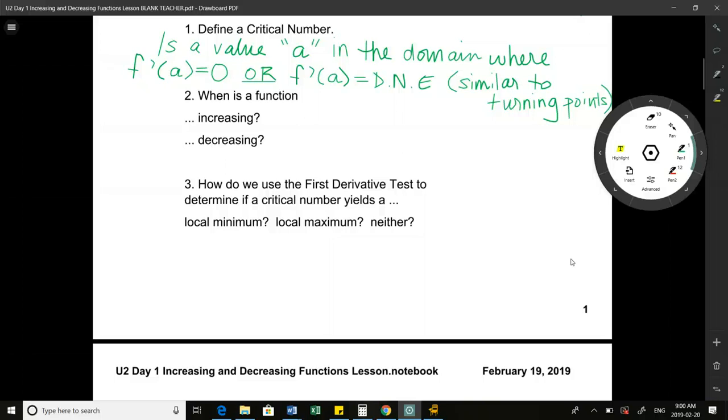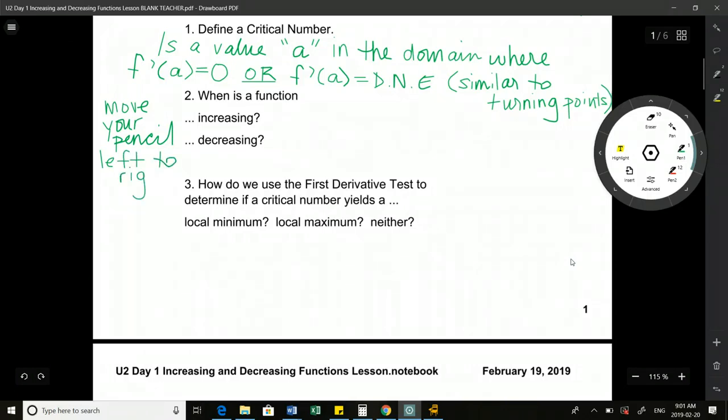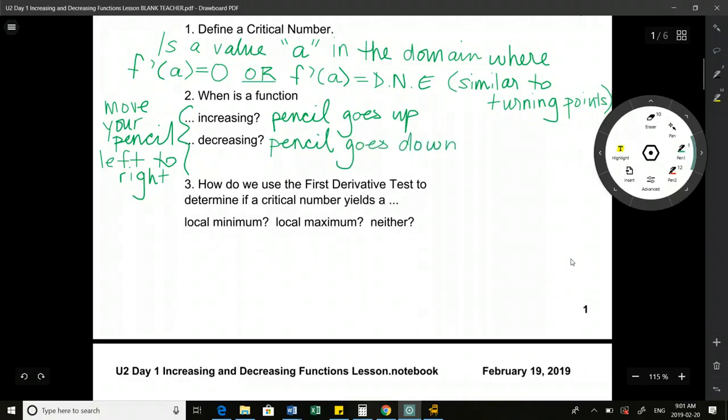If your pencil's going up, it's increasing. If your pencil's going down, it's decreasing, okay? So slide your pencil left to right, or a pen. Okay, if your pencil goes up, it is increasing. If your pencil goes down, it is decreasing. Okay?